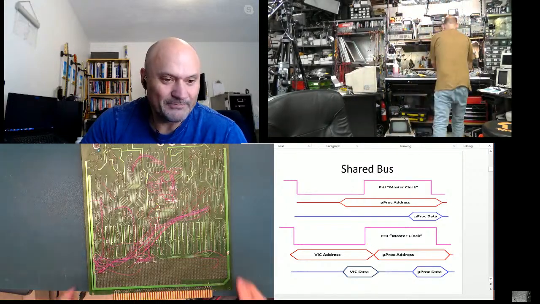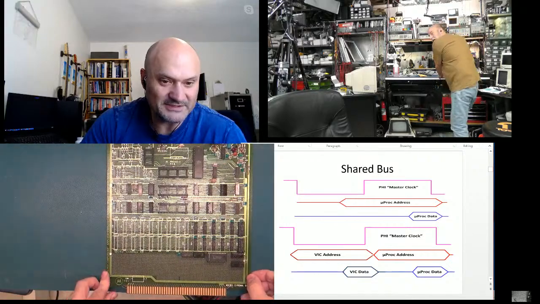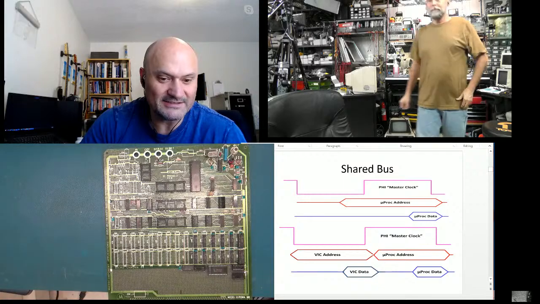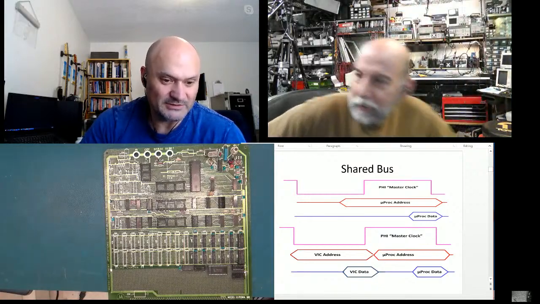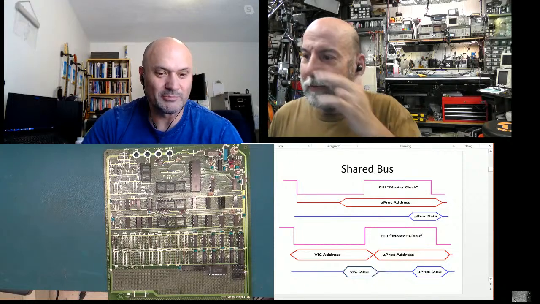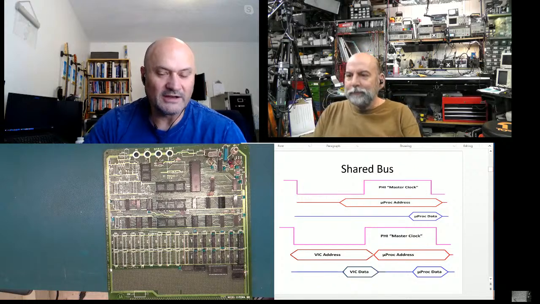I love the PCB layout design of that. Look at the traces. They use the classic 80s, even 70s, double-sided PCB layout technique where you have horizontal traces on the top layer and vertical traces on the bottom. That's right. But I note one thing.